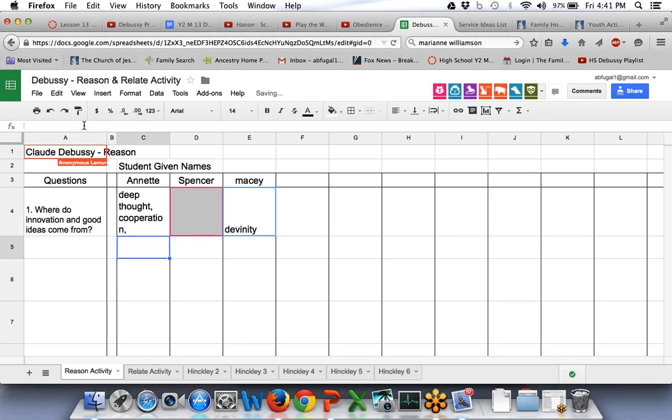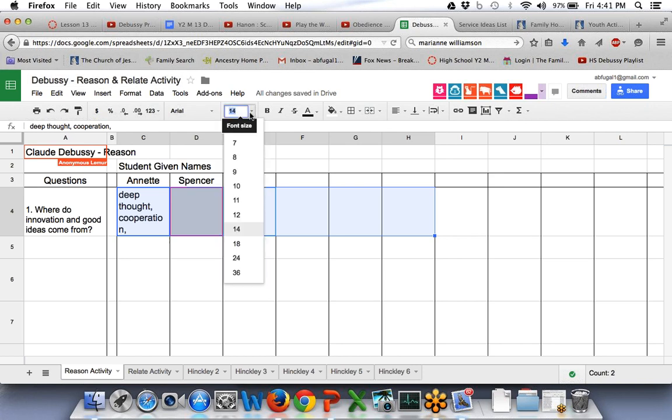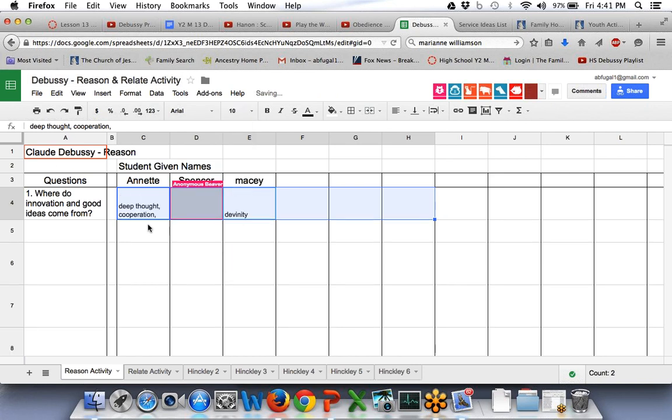cooperation? Do you ever cooperate with others? I'm going to make those a little bit smaller. There we go. How about that? The Spirit. Good.